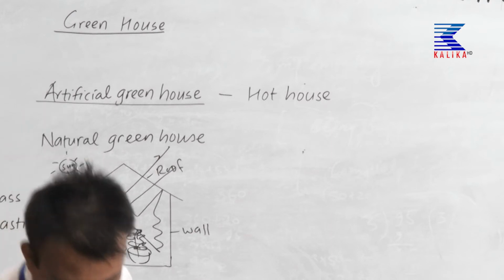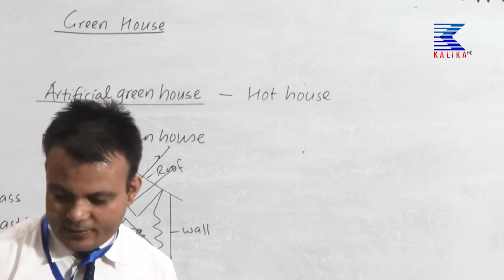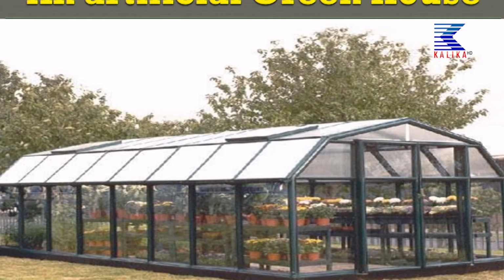Okay, good. Well, let's have a look at some of the greenhouses, the models of greenhouses, on the screen. And this is an artificial greenhouse. So it looks massive and has got the steel frame and the glass roof and the glass wall. So the temperature inside of it is comparatively higher, and we can grow the plants all season inside of it. That's why the internal environment remains green all over the year. That's called a greenhouse.